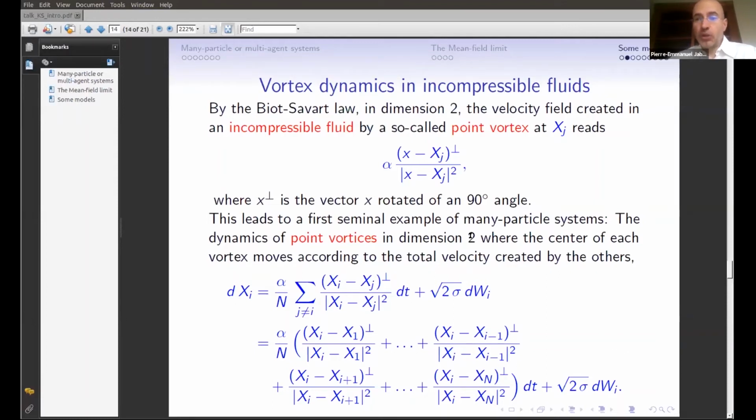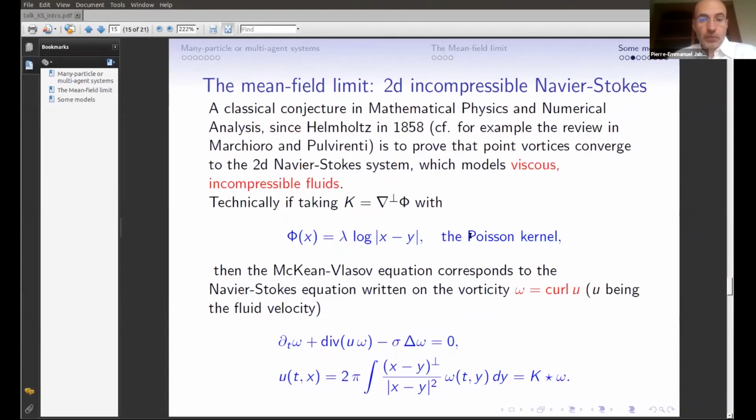Now, if you don't put noise, this is a reformulation of 2D Euler. And if you put noise, this is not a reformulation of 2D Navier-Stokes, but it was conjectured to converge to it. And this is actually a very old conjecture because it dates from the mid-19th century again, by Helmholtz. And Helmholtz's idea was to use this system of point vortices as a first way to approach turbulence in fluids.